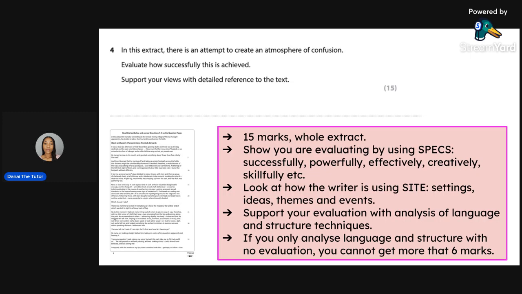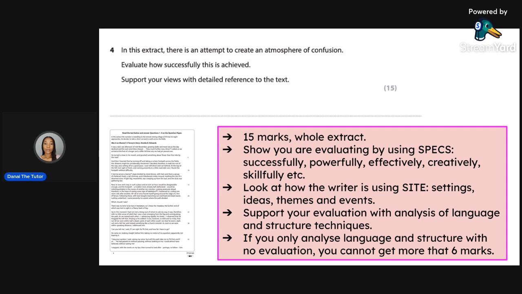Question 4 is worth 15 marks, and it's based on the whole extract. Now, the key thing for this question is to make sure you are evaluating. So you show that you are evaluating by using evaluative vocabulary, words like successfully, powerfully, effectively, creatively, skillfully, and there are more than that. You can use aptly, convincingly. But for a reminder of those basic five, 1, 2, 3, 4, 5, you can use SPECS. Okay, SPECS will help you remember that.